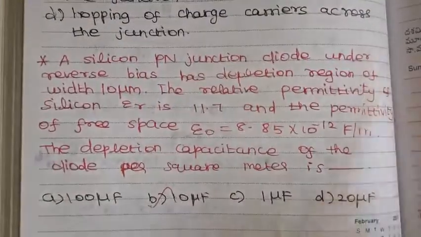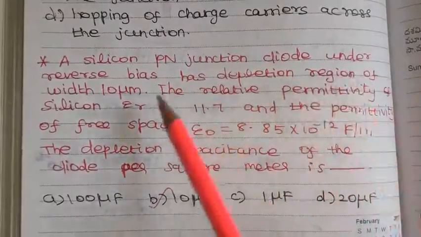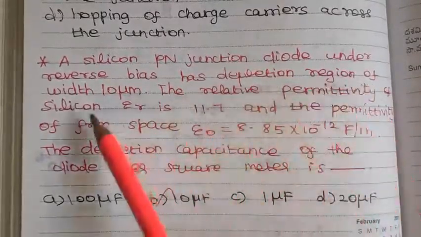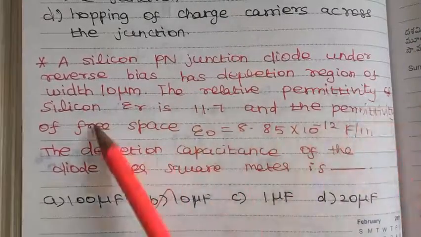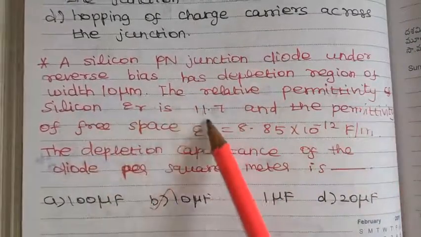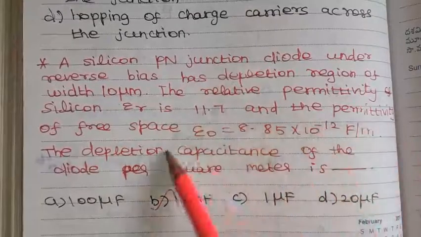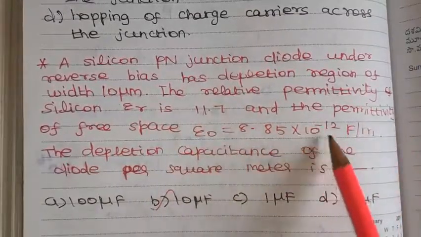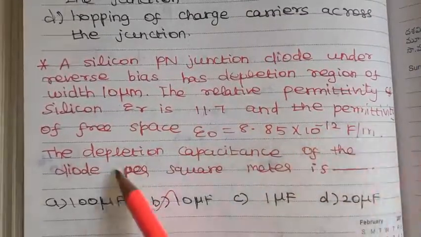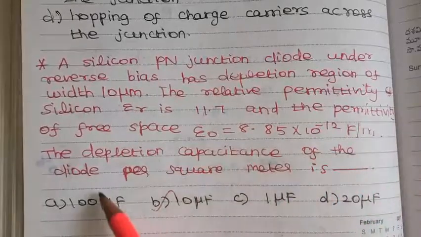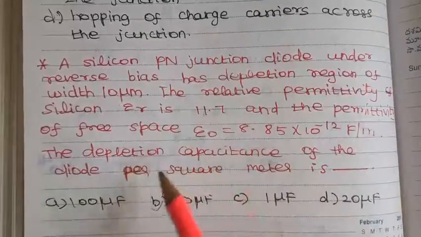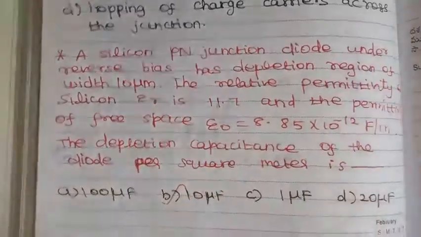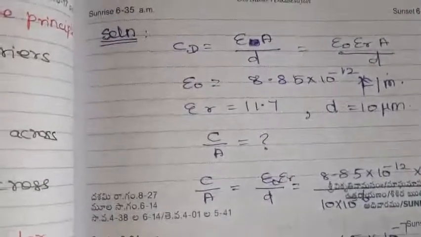Then, a silicon PN junction diode under reverse bias has a depletion region width of 10 micrometer. The relative permittivity of silicon, epsilon_r, is equal to 11.7, and the permittivity of free space is 8.85 into 10 power minus 12 farad per meter. The depletion capacitance of the diode per square meter. So we are going to find out the depletion capacitance. Depletion capacitance is nothing but C_D.